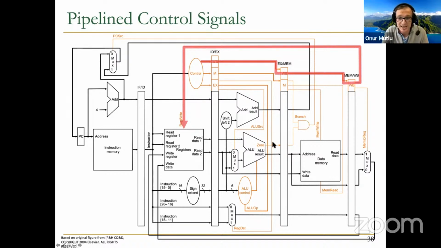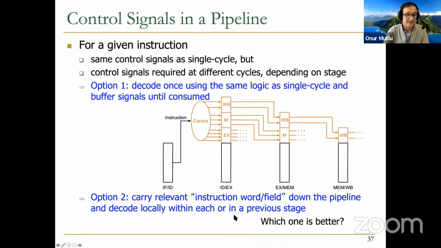Don't we also need to save these instruction parts with registers too? Absolutely. This question is referring to carrying the relevant instruction word fields down the pipeline and decoding locally within each stage, or in a previous stage. If you decide to choose this option, absolutely, you need to carry the instruction register or relevant, somewhat decoded instruction parts with the pipeline registers, so that you can do the full decoding to generate the control signals for the next stage.